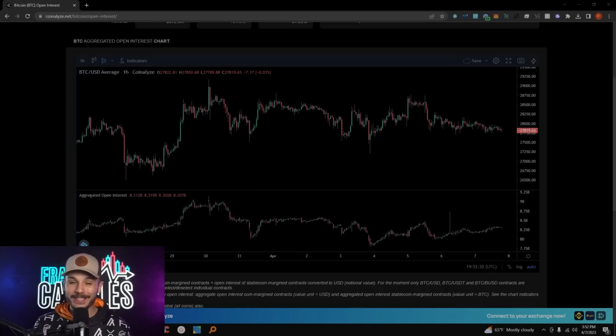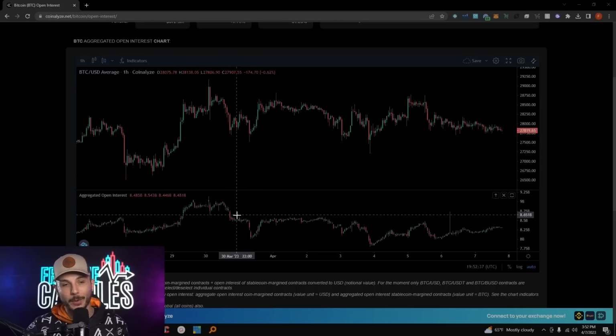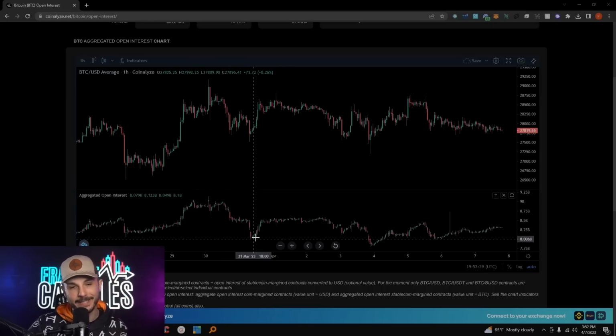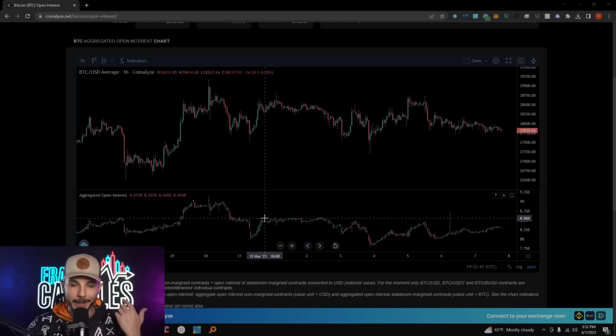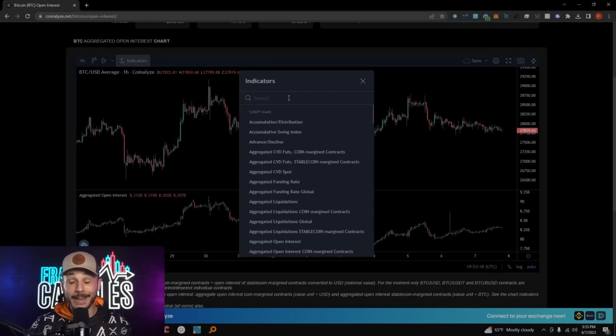Now, open interest is basically just a metric that measures the number of outstanding derivatives contracts. So when you see open interest going down, it is people closing positions, and when you see it coming up, it is showing that people are entering positions. Now, open interest is just the tip of the iceberg, guys.